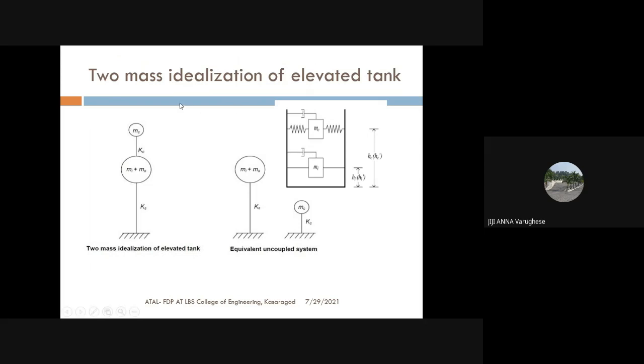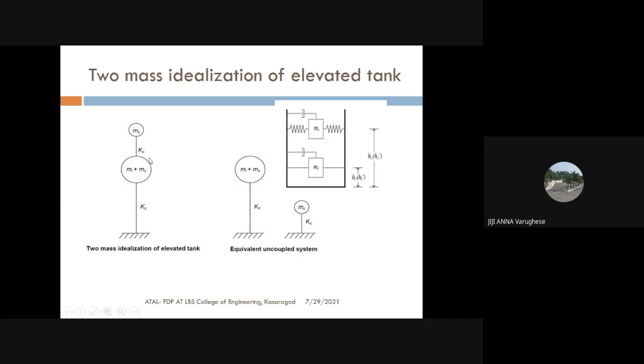Similar to the two mass idealization which we had seen for the ground supported tank, elevated water tanks are also idealized as two mass system. In this part we know what Mc and Kc are. This corresponds to the sloshing mode of water which is present at the top portion. And the impulsive mass we can combine with the structural mass. Structural mass means mass of the water tank and 1/3 the mass of the staging.